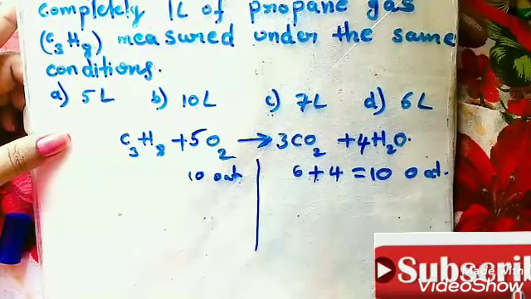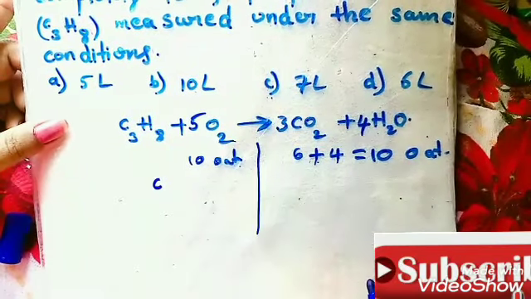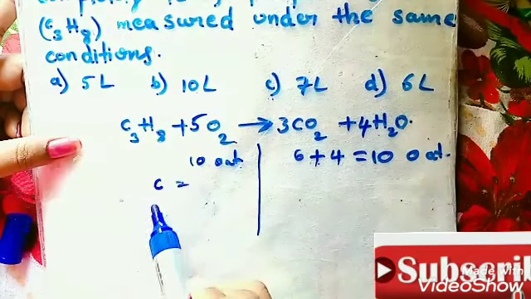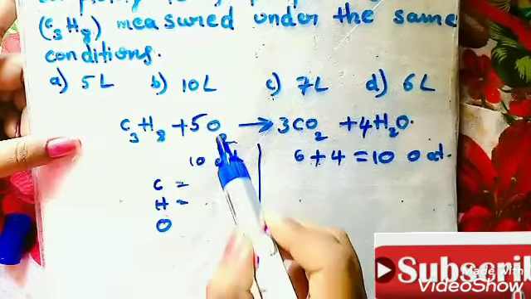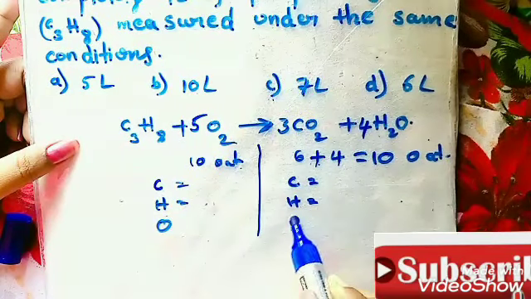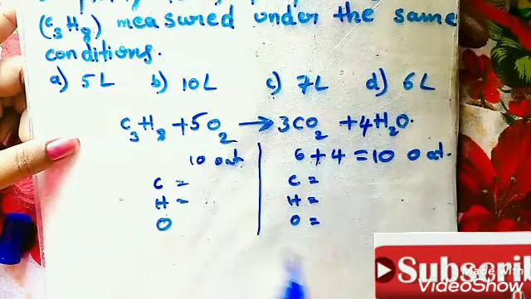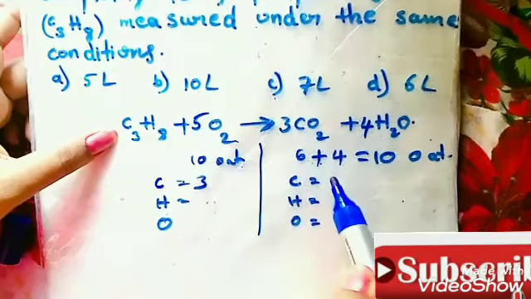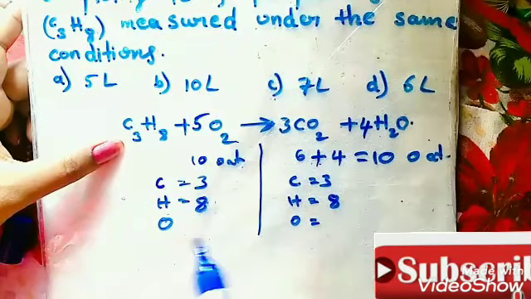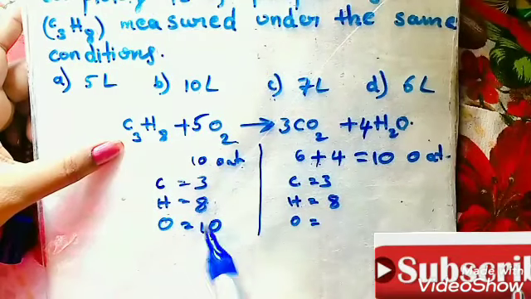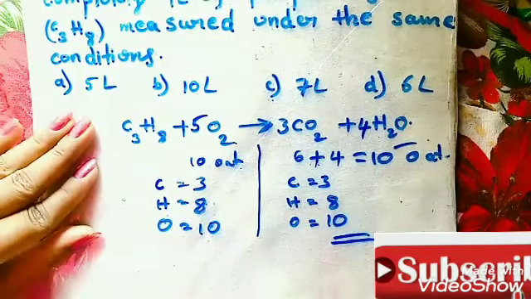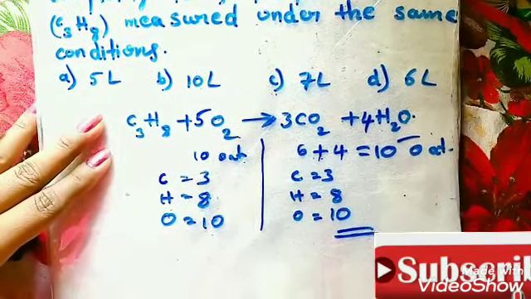So students, in this chemical equation, first you have to find out what elements are present. Those are carbon, hydrogen and oxygen. This is on the reactant side, and on the product side also carbon, hydrogen and oxygen. If you see the numbers, carbons here 3, here also 3. Hydrogens here 8, and here 4 twos are 8. Then oxygens 5 twos are 10, and here 10. So this is the balanced chemical equation they have asked for in the question.